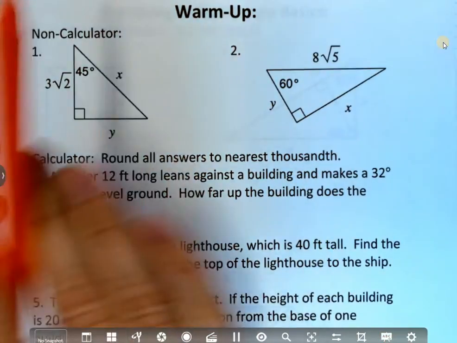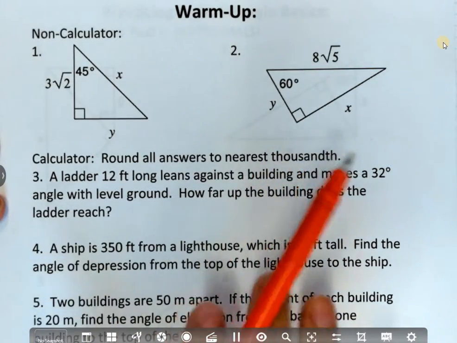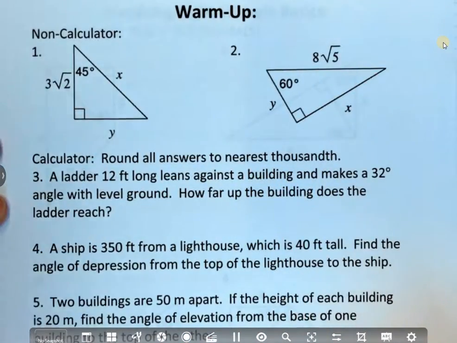By the way, no, you're not taking a quiz today. Just make sure everybody's aware of that. No quiz today. All we're doing today is practice.